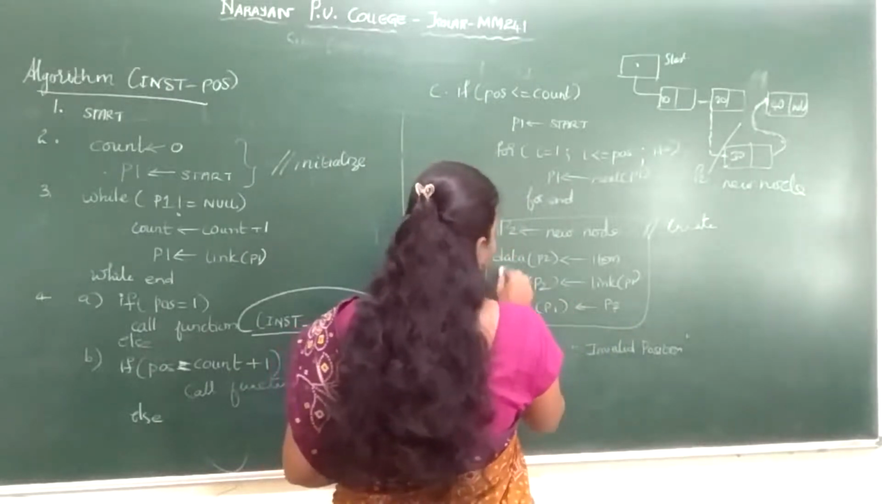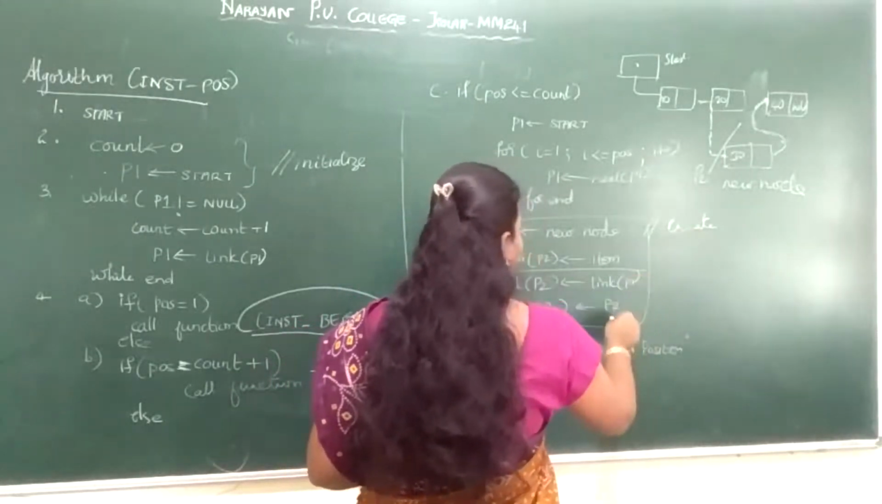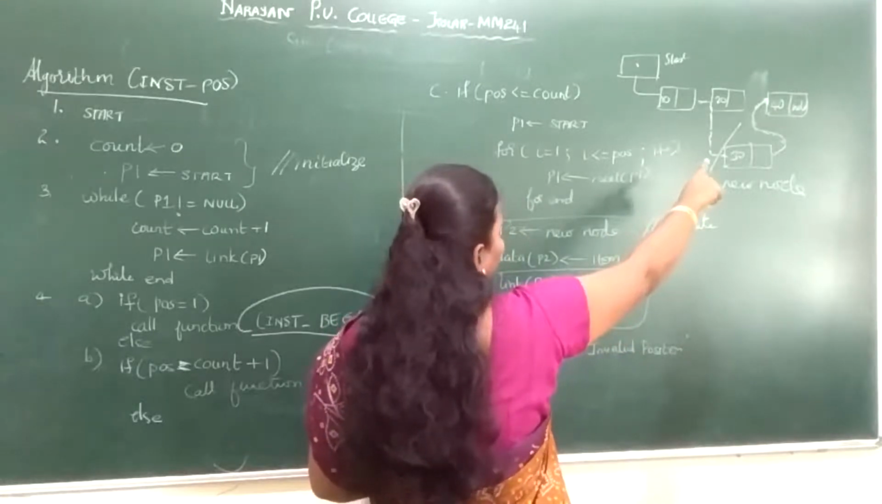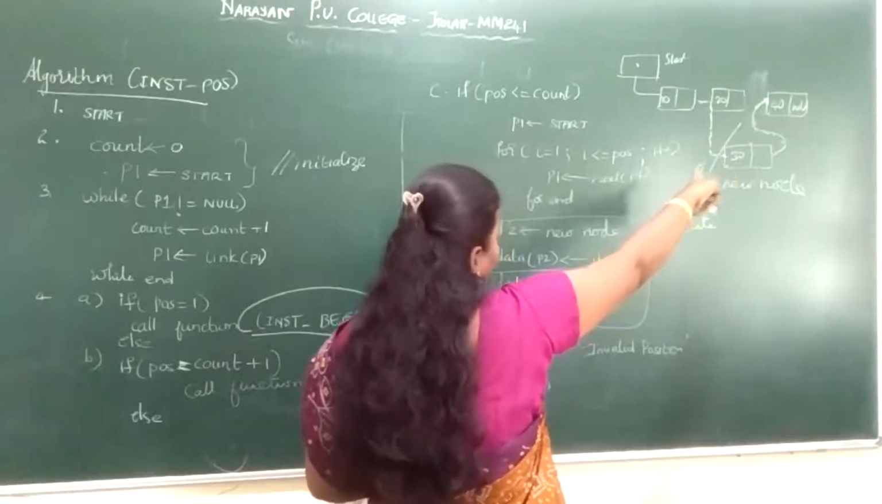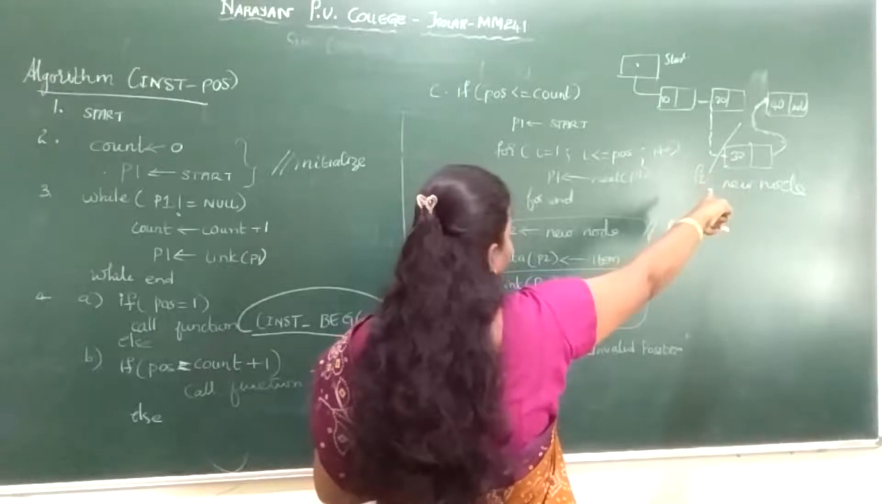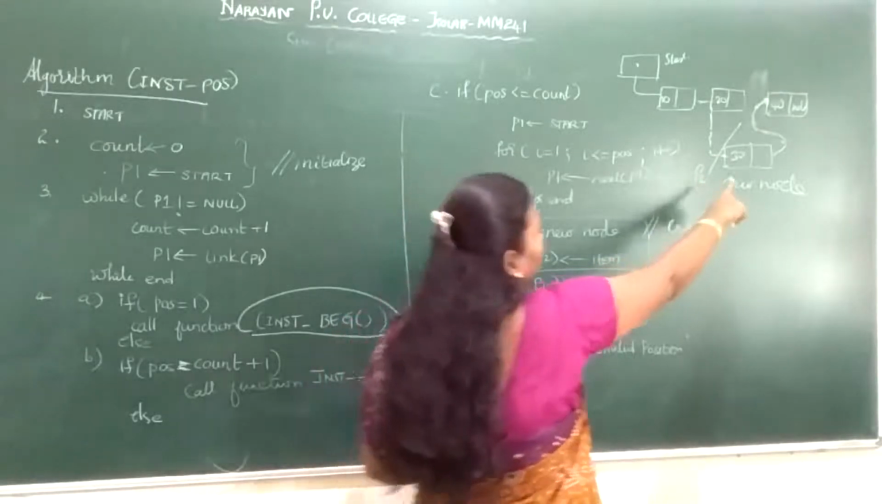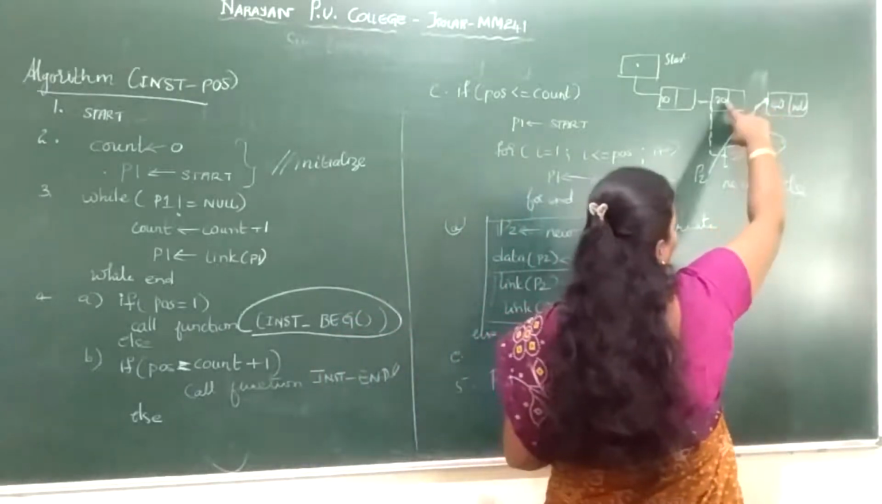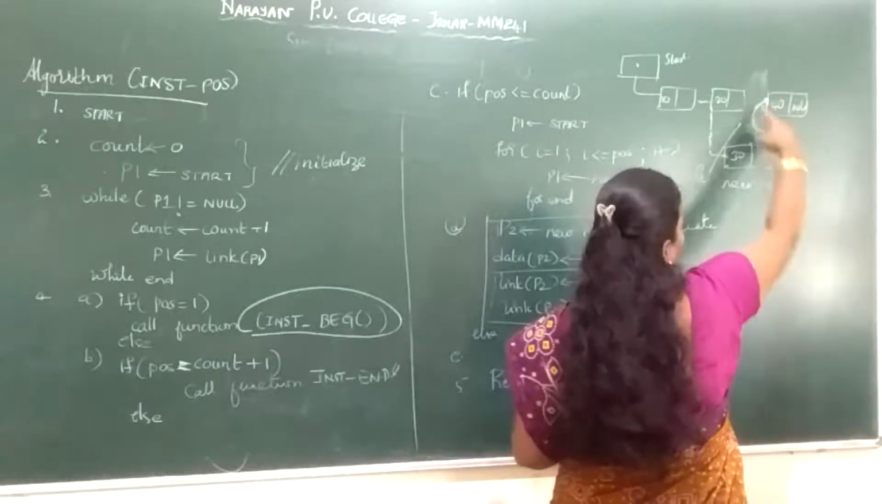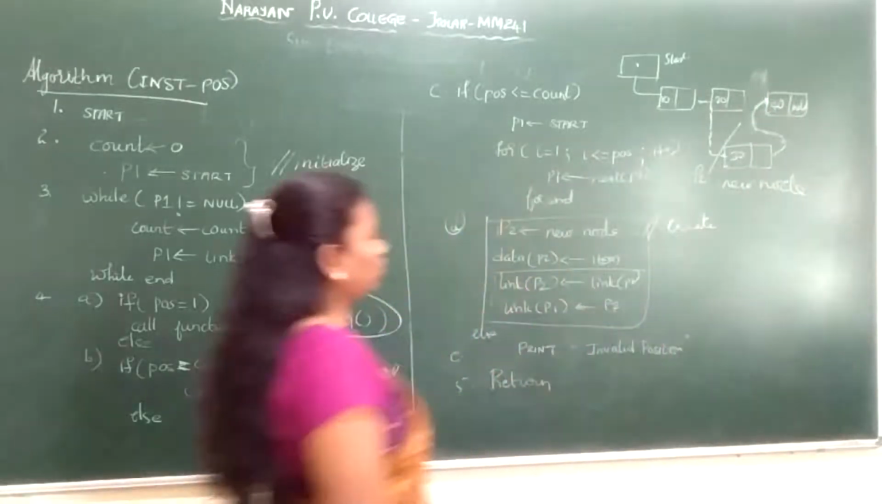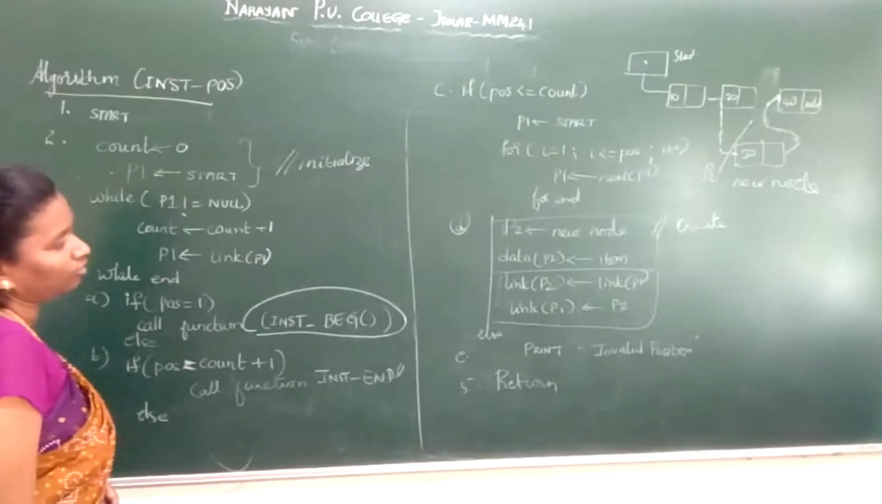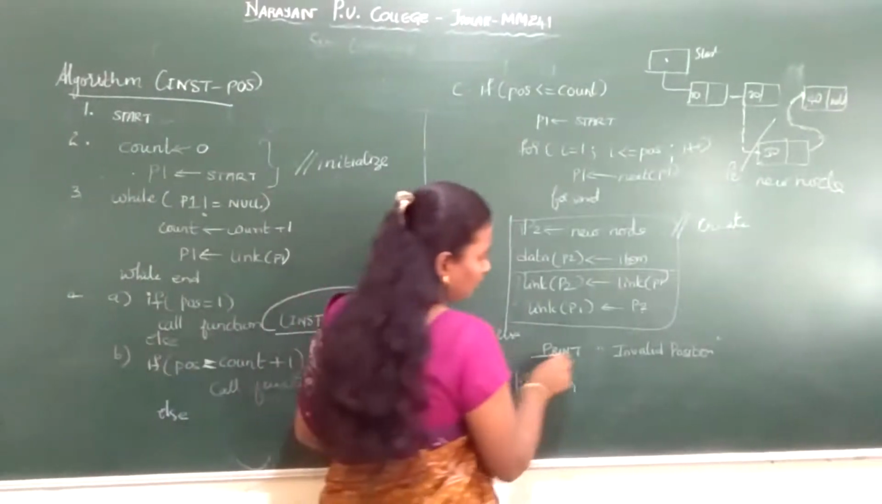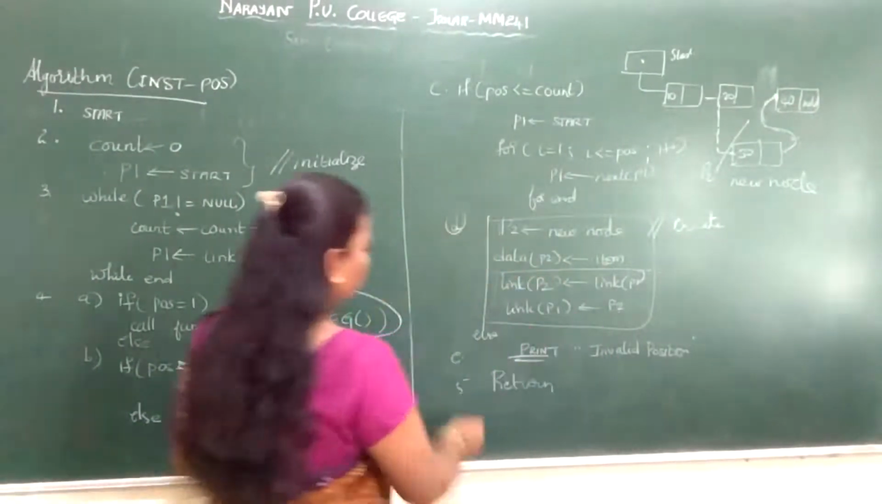I repeat, this part is only for creation, and this is where I am linking. I told you what P1 and P2 are. Link of P1 I am giving to P2, and P2's link I am giving to the last node. This is how we insert the element at the given position. Otherwise, we print it as an invalid position and return.